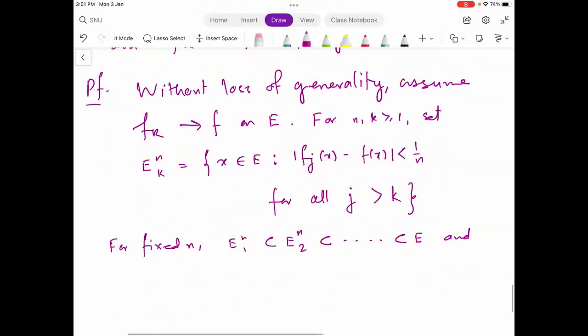And why is that so? Why is E_{n,k} contained in E_{n,k+1}? Just look at the condition. E_{n,k} will have k at this place, E_{n,k+1} will have k+1. Now, if it's satisfied for all j greater than k, it will, am I saying the correct thing? All j greater than k. And if you take a j greater than k+1, that's of course greater than k. I guess I'm saying the correct thing. Yes.